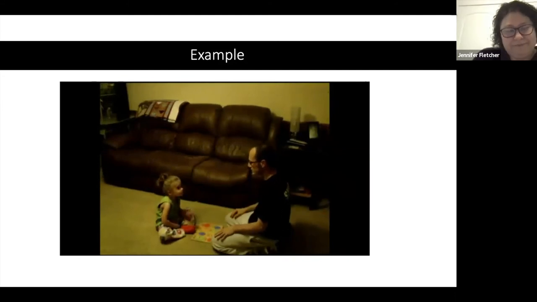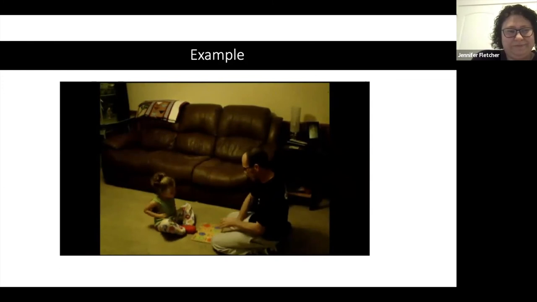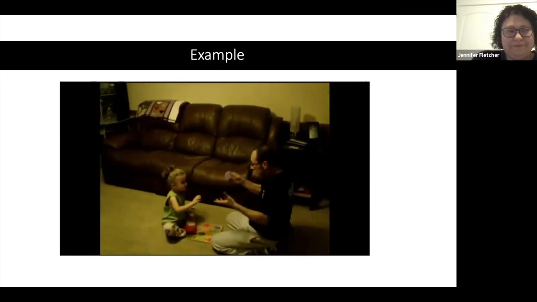Touch your nose. Oh, good job. Touch your forehead. Oh, good job. Do this. Good job. Rub your belly. Oh, good job. Two hands. And what shape is this? It's a what? Good job. Yay.